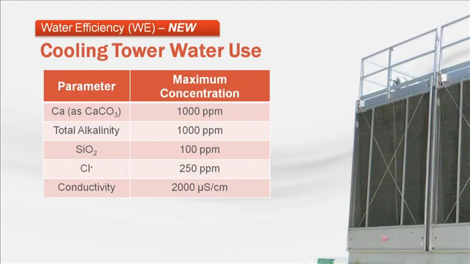To achieve points under this credit, project teams will need to conserve cooling tower makeup water by maximizing water cycles in the cooling tower. At the same time, they'll need to avoid microbes, corrosion, and scale by keeping the cooling tower water below maximum concentration levels laid out in this table. Project teams may also be able to earn another point by metering this makeup water, which leads us into our last credit category, water metering.